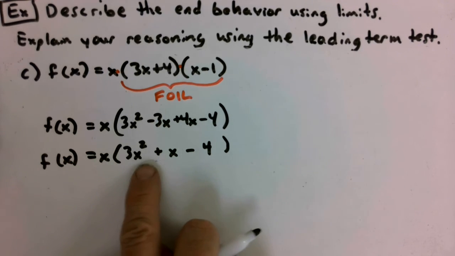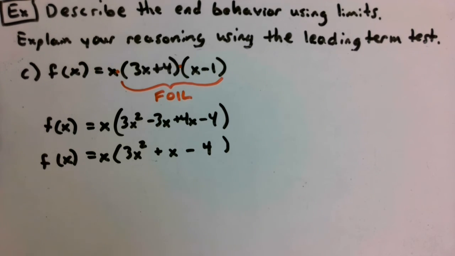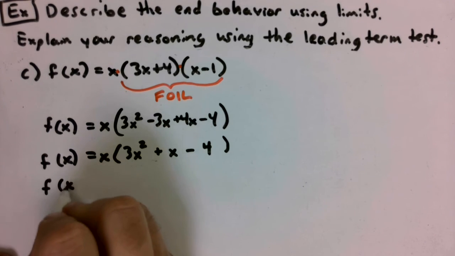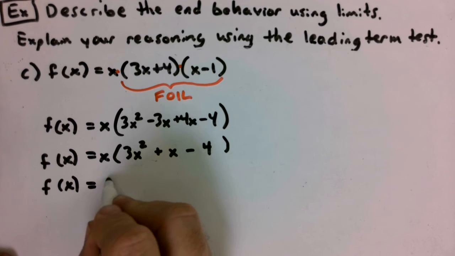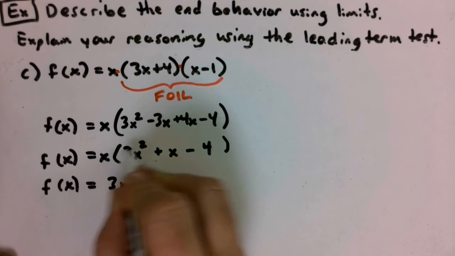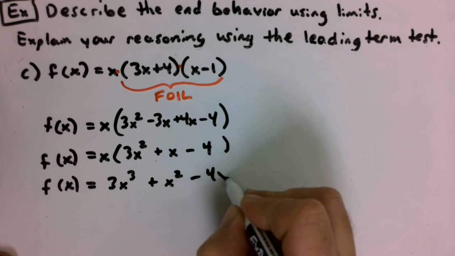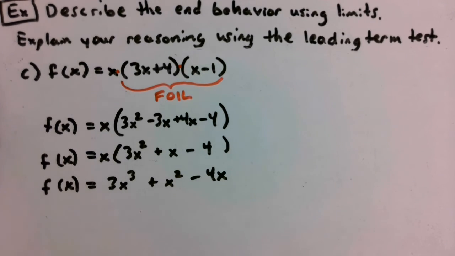Now I have x times this trinomial, so I will be able to do my distributive property and multiply all of those in. So we have f of x is equal to 3x cubed. X times x is x squared. X times negative 4 is negative 4x.